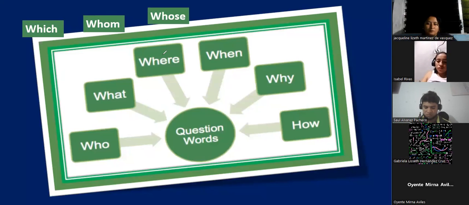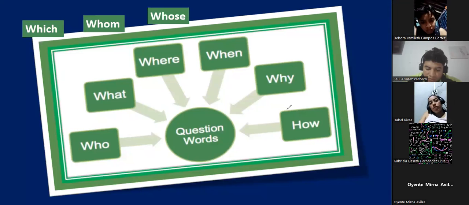Where. Miren, where. Enrollamos la lengua. Where. This is when. Como when, solo que la N a veces nosotros sacamos la lengua para pronunciar la letra N, pero en inglés la letra N es adentro, topa con los dientes, ¿ok? When, adentro la lengua, ¿sí? When. Why. Y este abrimos la boca para decir how. How. Vamos a ver todos. How.